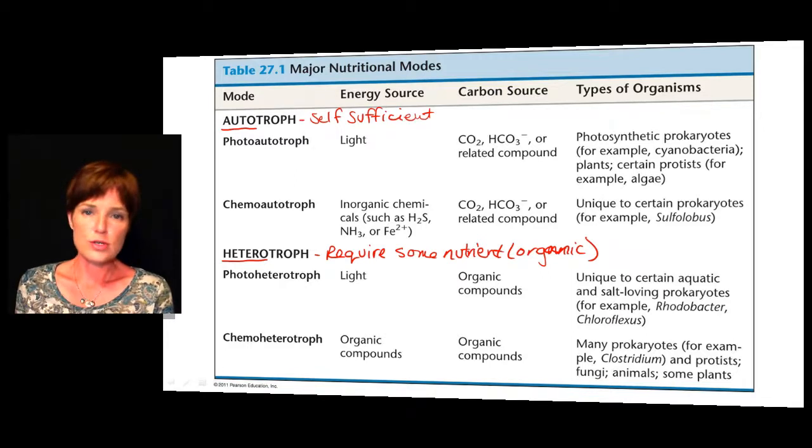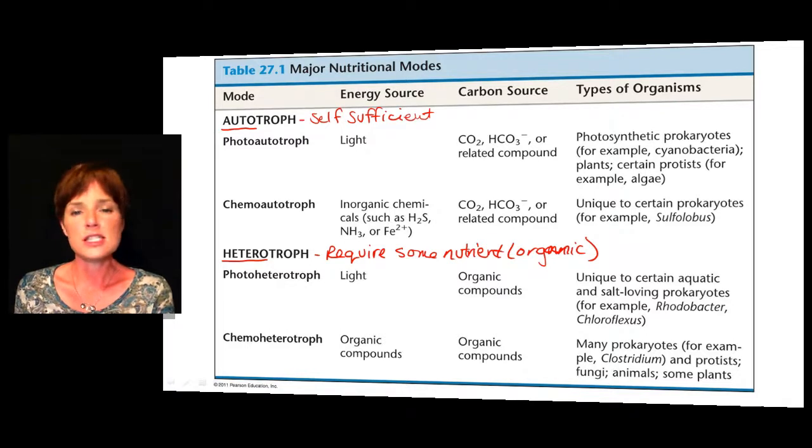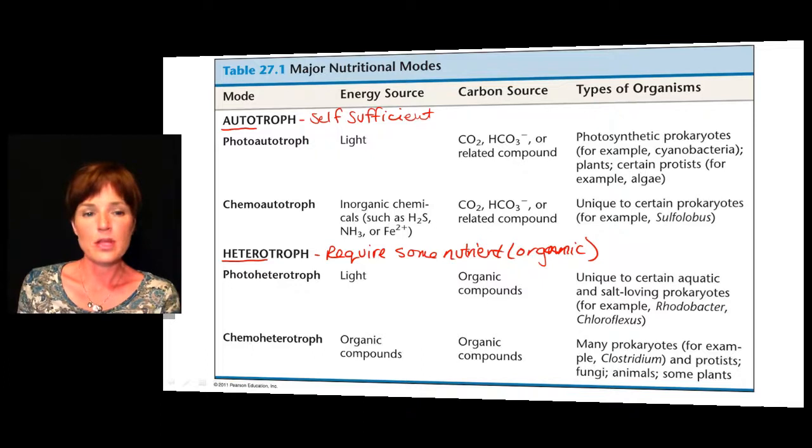Photoautotrophs are able to take energy from a light source, and they're able to use that to synthesize organic molecules. A good example of this is any type of photosynthetic bacteria. Cyanobacteria are a big one here. These are able to take light energy, so from the sun, and use that light energy to take inorganic carbon, which would be carbon dioxide, and convert that into sugar molecules.